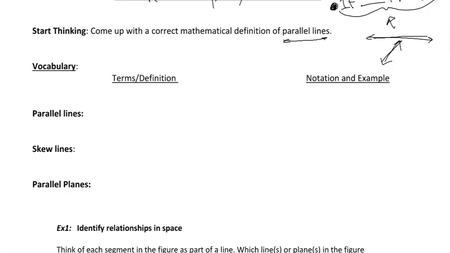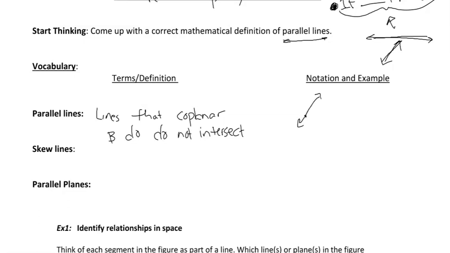Okay. So the real definition of parallel lines is going to be lines that are coplanar and do not intersect. All right. So let me go ahead and show you some examples. Let's say we had this line, which was AB, and we had this line, which is CD. As you can see, they're roughly parallel.